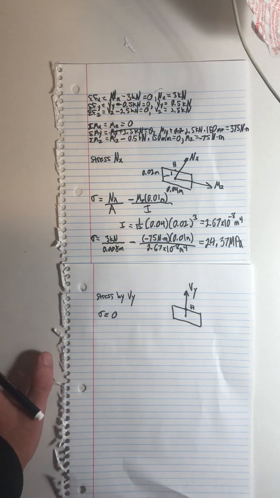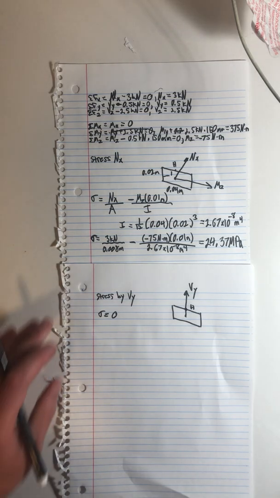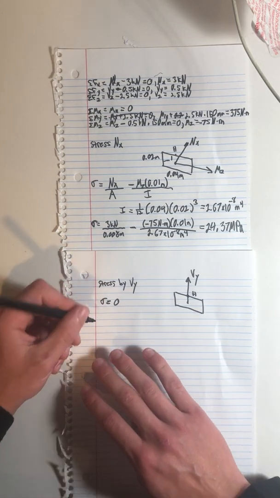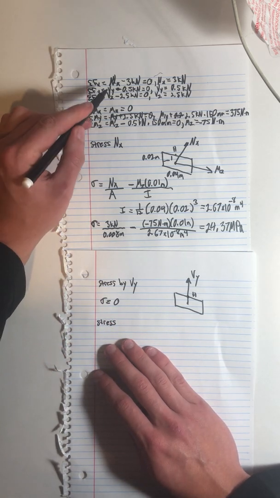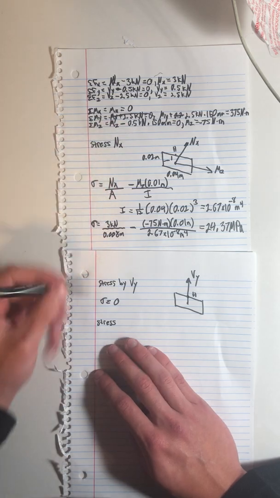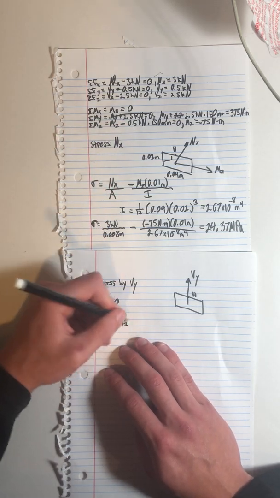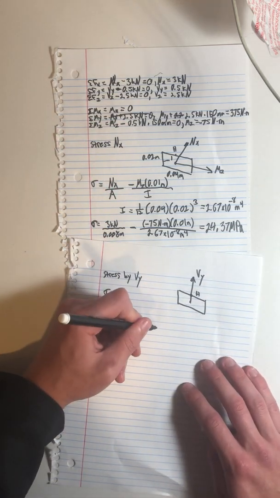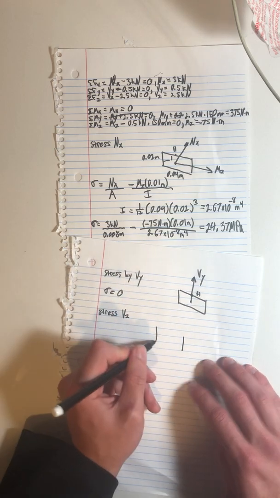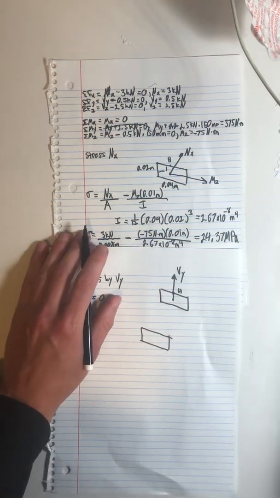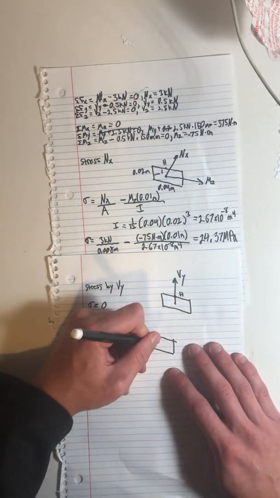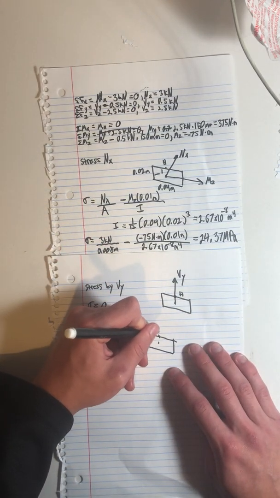And then for our next one, let's say stress by Vz. So looking at our sectional area here, stress by Vz. Here, look at point H.